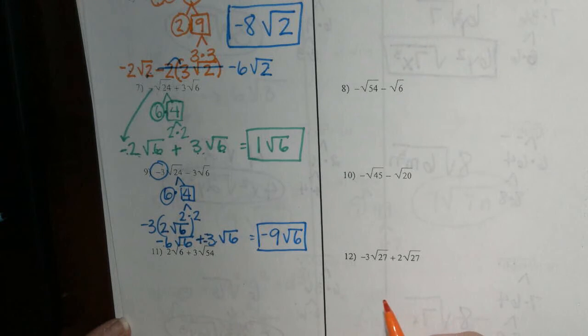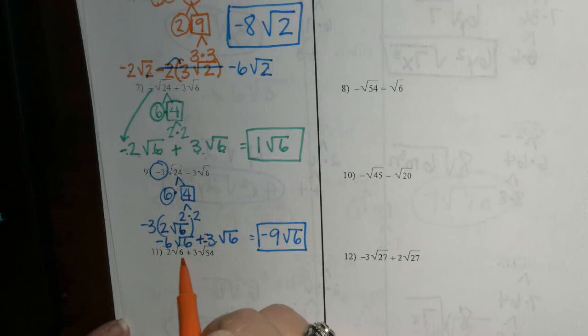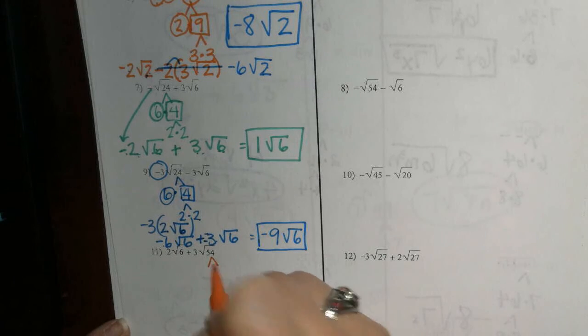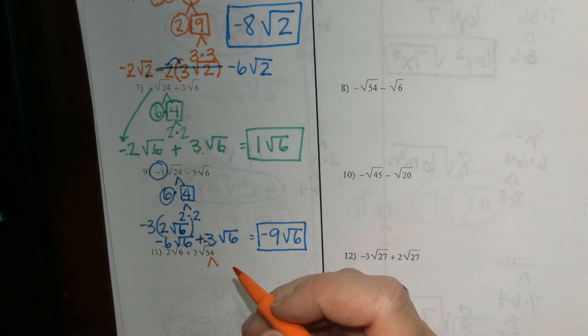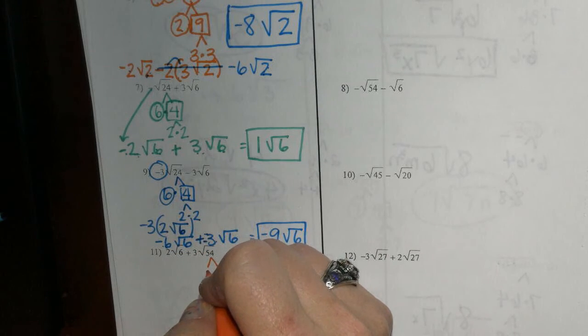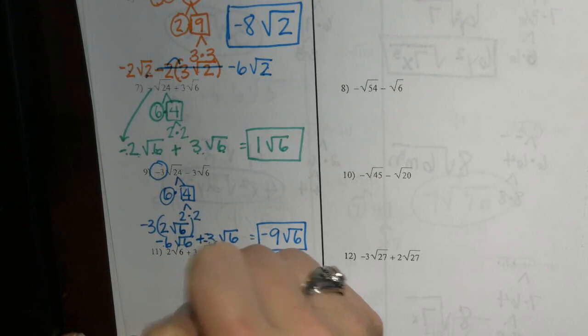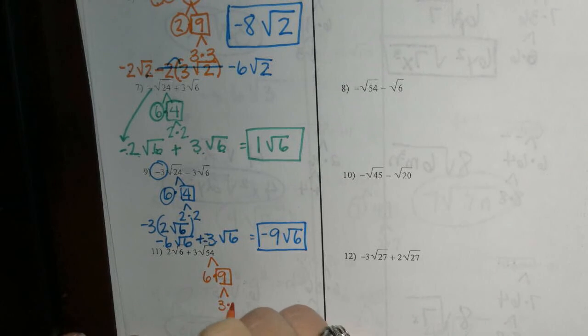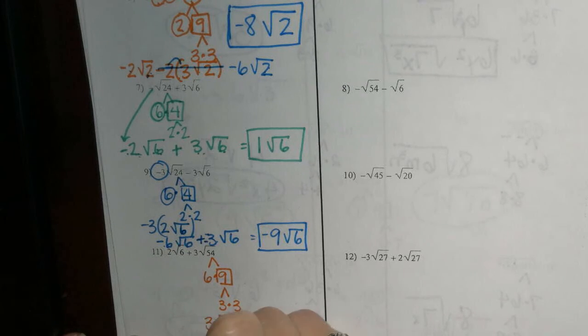Alright, look at number 11. So we want to see if we can get this 54 to be something square root of 6. Is 6 a factor of 54? Okay, so what is it? 6 times 9. Okay, good. Well, that works out because 9 is a perfect square. 3 times 3. So now it's going to be 3 square root of 6. That 6 still is there. Times 3, because we have that 3 in front of it to begin with.